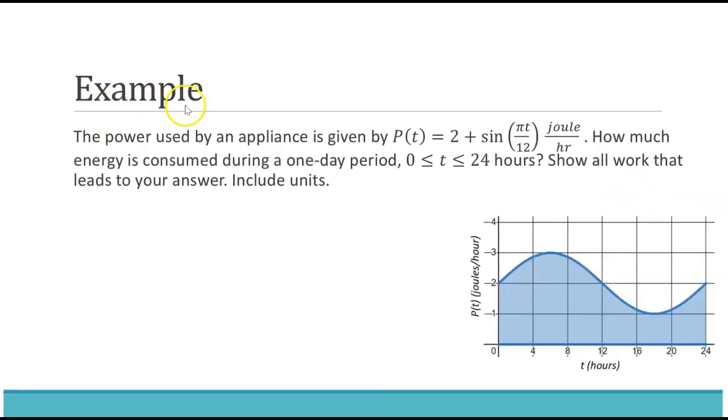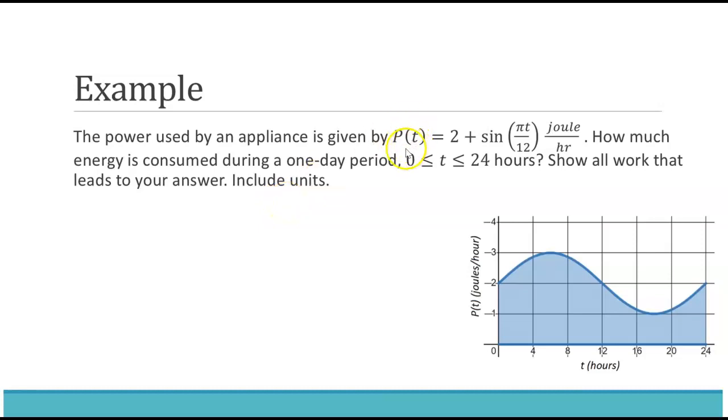Let's look at an example. The power used by an appliance is given by P of t is equal to 2 plus sine of the quantity pi t divided by 12 joules per hour. How much energy is consumed during a one-day period, which is t from 0 to 24 hours? Show all work that leads to your answer, include units.